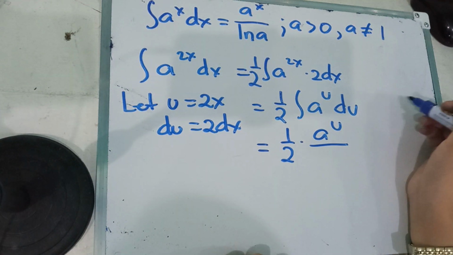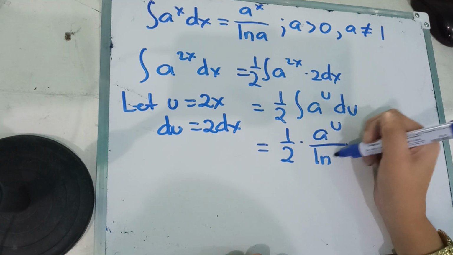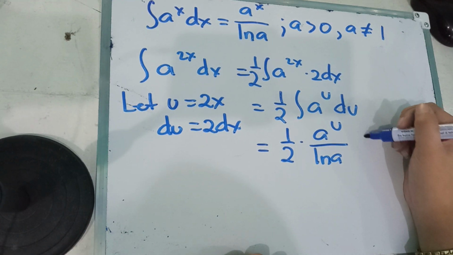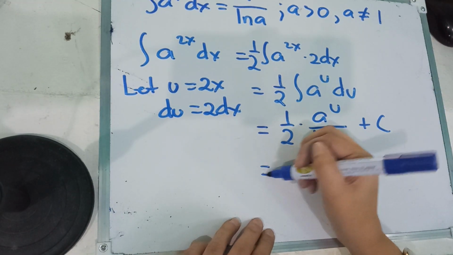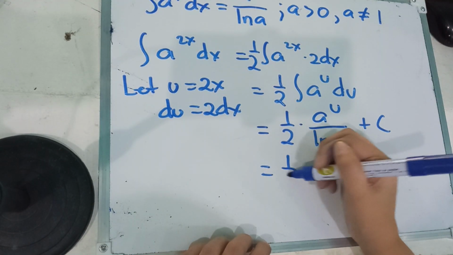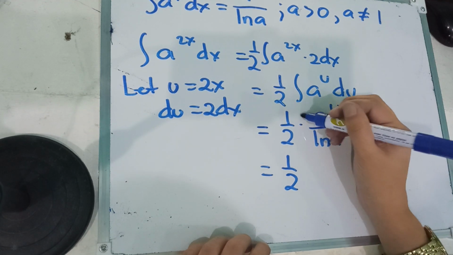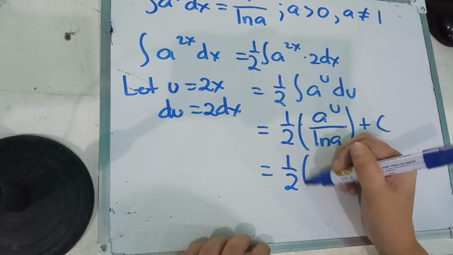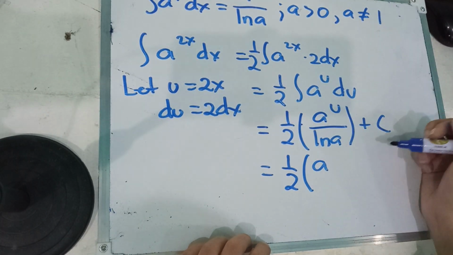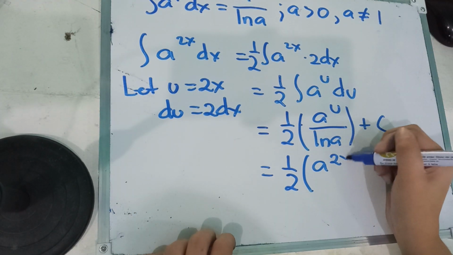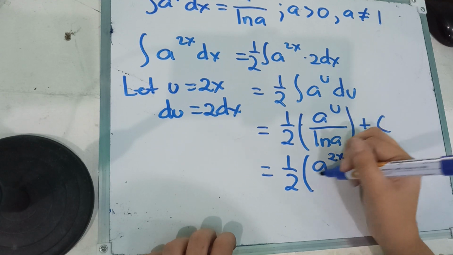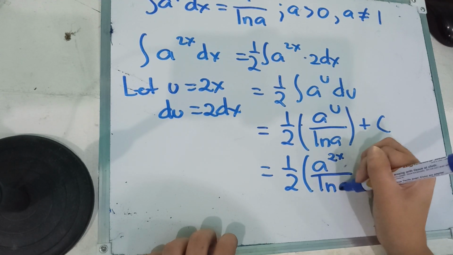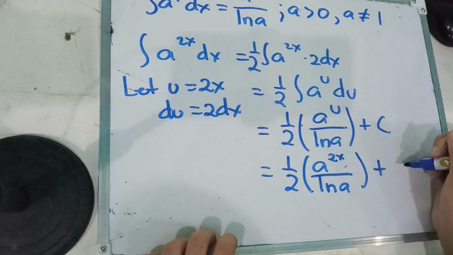over ln a plus c. Now that is 1/2 times a to the power of, the value of u is 2x, over ln a plus c.